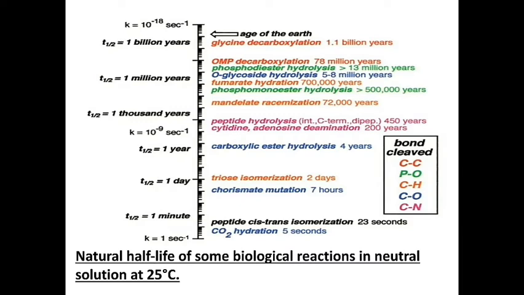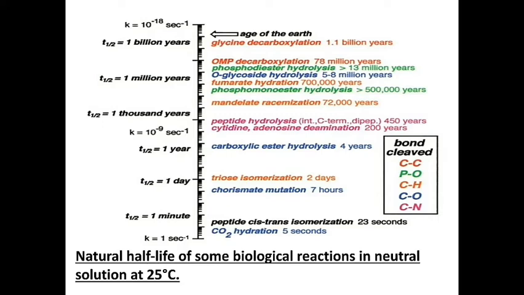The peptide hydrolysis in the C terminal of a dipeptide would need 450 years to get completed, and the last, glycine decarboxylation, would need about 1.1 billion years, which is almost the age of the Earth. So without the presence of an enzyme, the biological reaction would take much more time, and in our daily life these kinds of reactions would not be possible to complete in the absence of an enzyme.